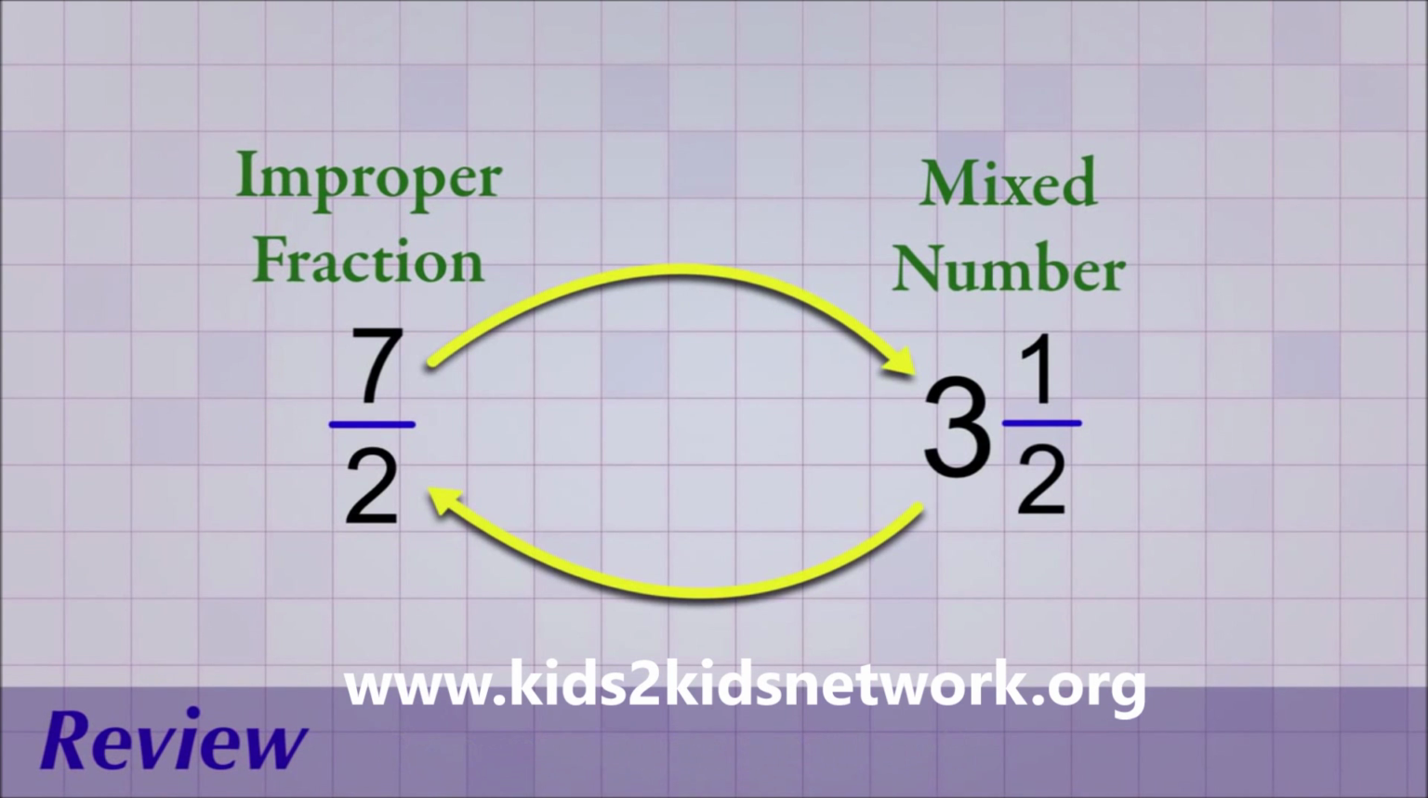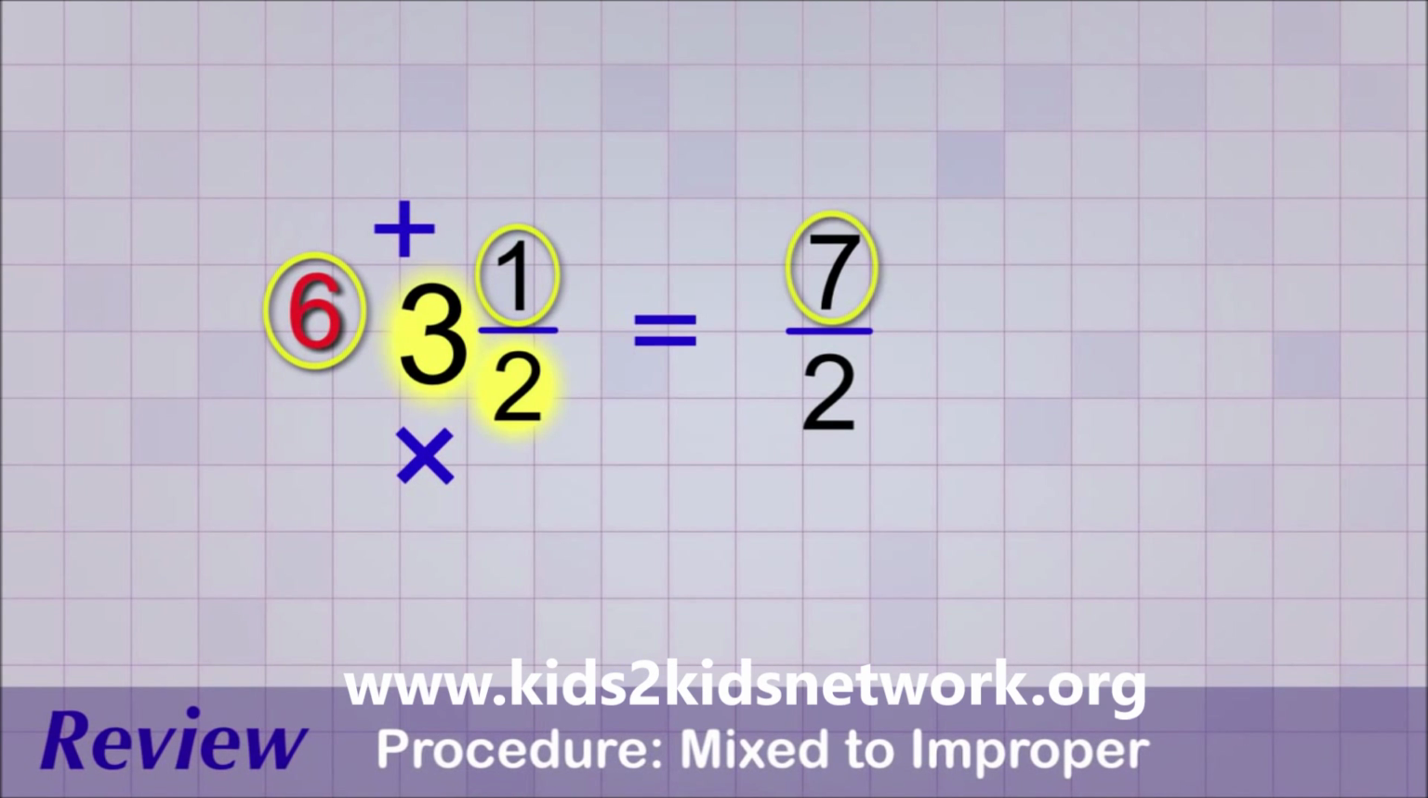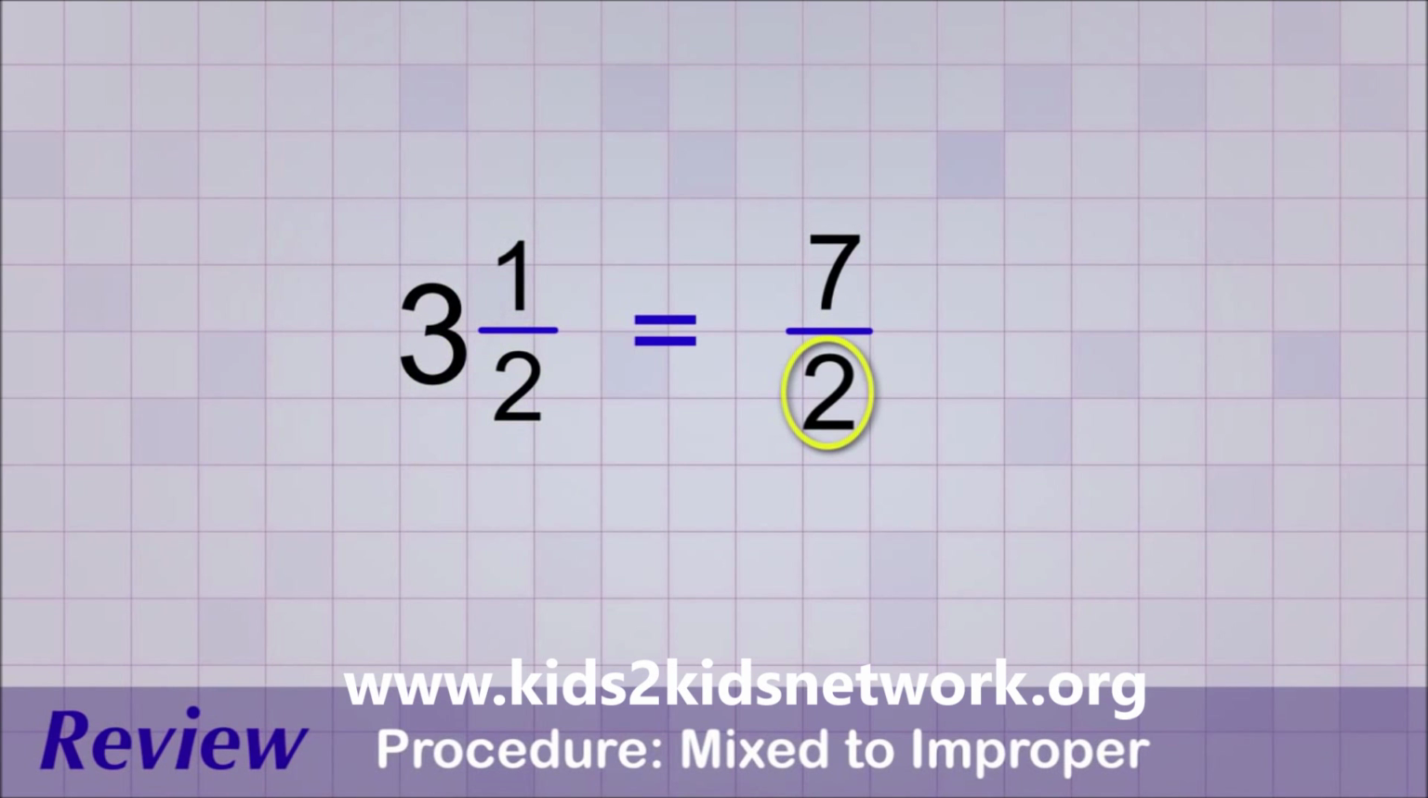The procedure to go from a mixed number to an improper fraction is to multiply the bottom number by the whole number and then add that result to the top number. That gives you the top number of the answer, and the bottom number is just the same as the first bottom number.